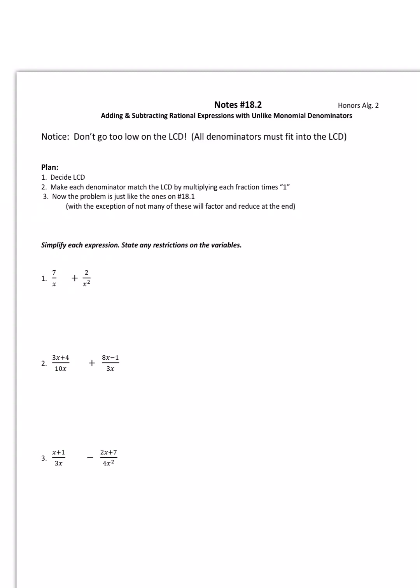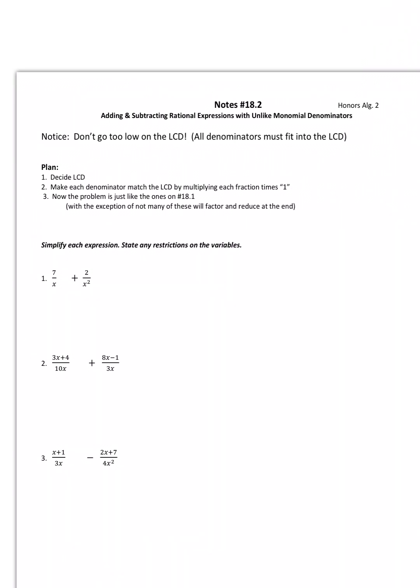All right, in today's lesson, we're going to be adding and subtracting rational expressions, but this time they're unlike monomial denominators. Now, do you remember what monomial means? It means it's only one term. And they're unlike, so it's going to be different than yesterday's. Yesterday's was like denominators, so we didn't have to get the common denominator. Today, we have to.